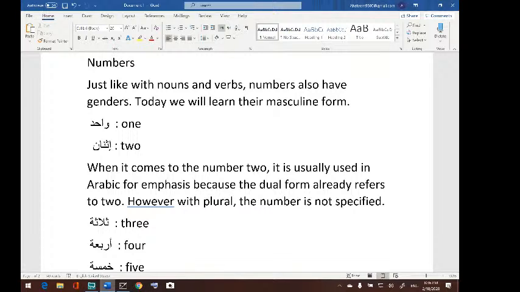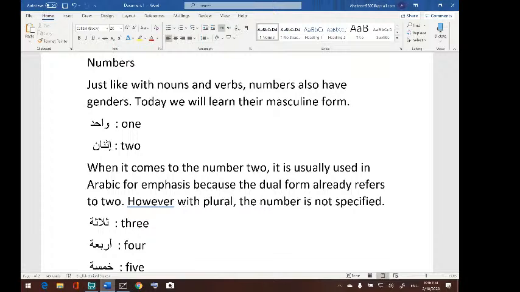So if you look over here, ithnani, when it comes to the number 2, it's not usually used. Ithnain is the form when it's in fatha or kasra. Ithnani, ithnaini, just like waladani, waladaini. That's why people just say ithnaini. It's easier to say, but the actual form is ithnani when it's getting a dhamma. So ithnani is only used when you need to use emphasis. Besides that, the dual form already refers to 2.